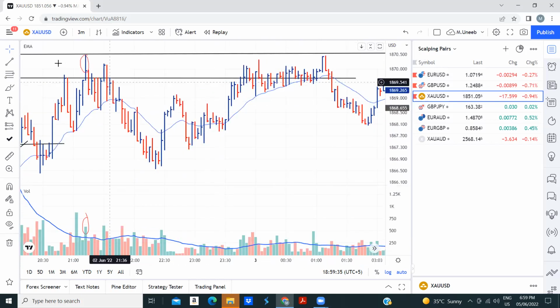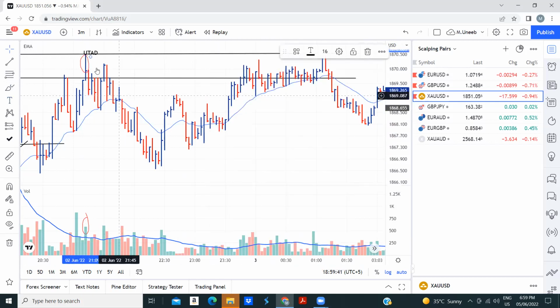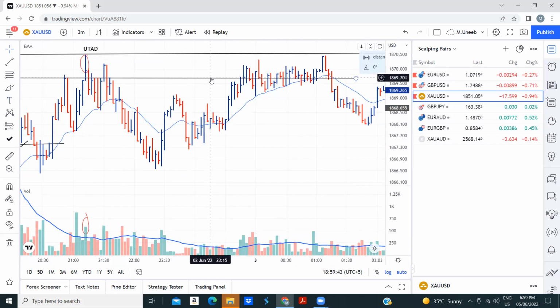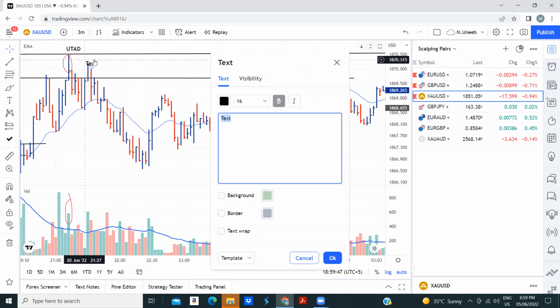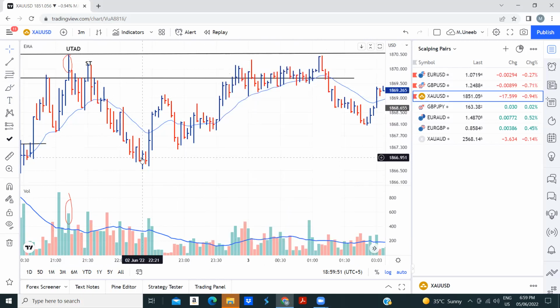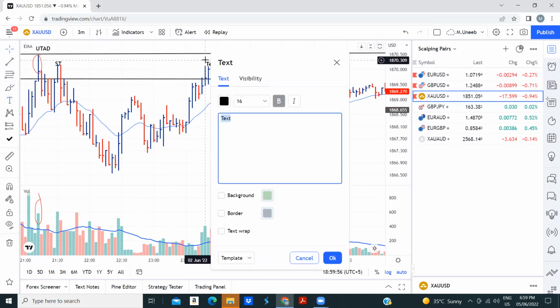Okay, if this is UT, then this is what? UTAD. Am I right? Okay. And then this UTAD is what? This is secondary test of UTAD, right? So this is the first position we can take. How about this one? Secondary test again. Can you see?